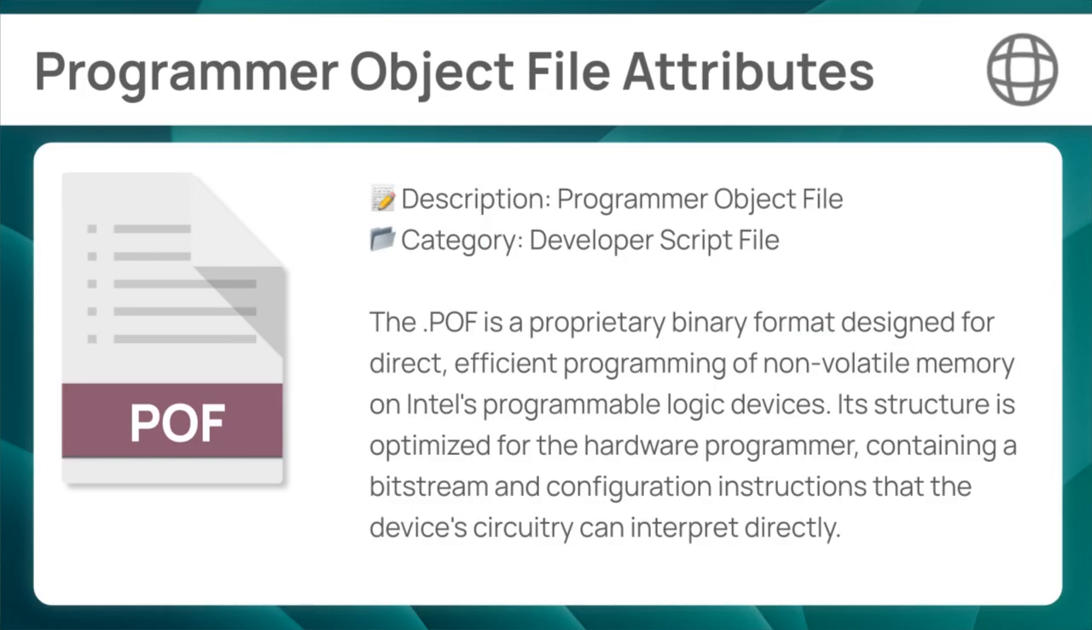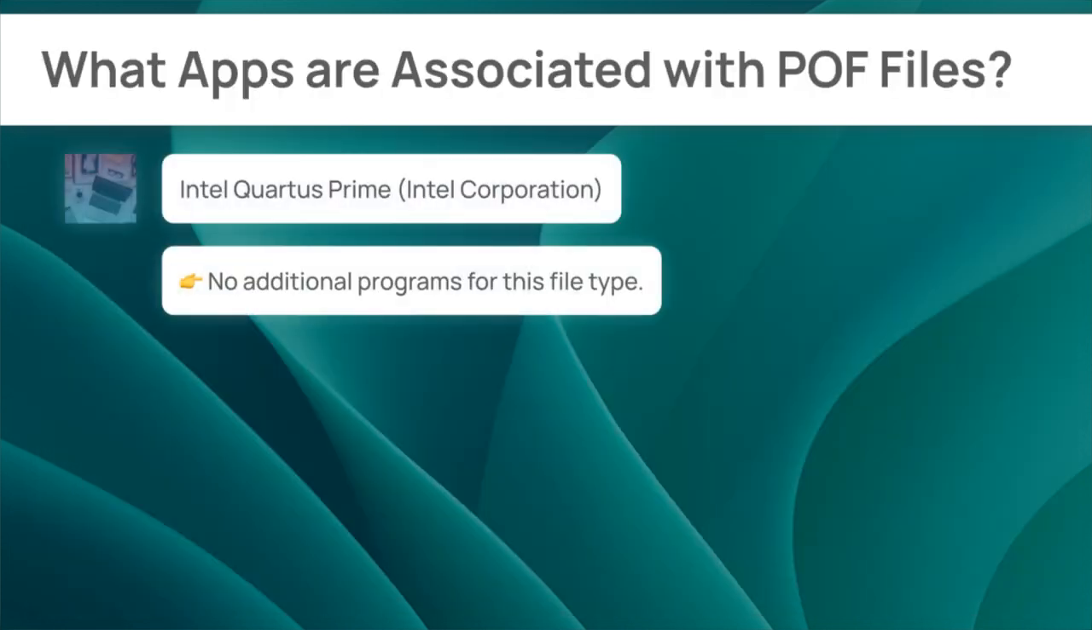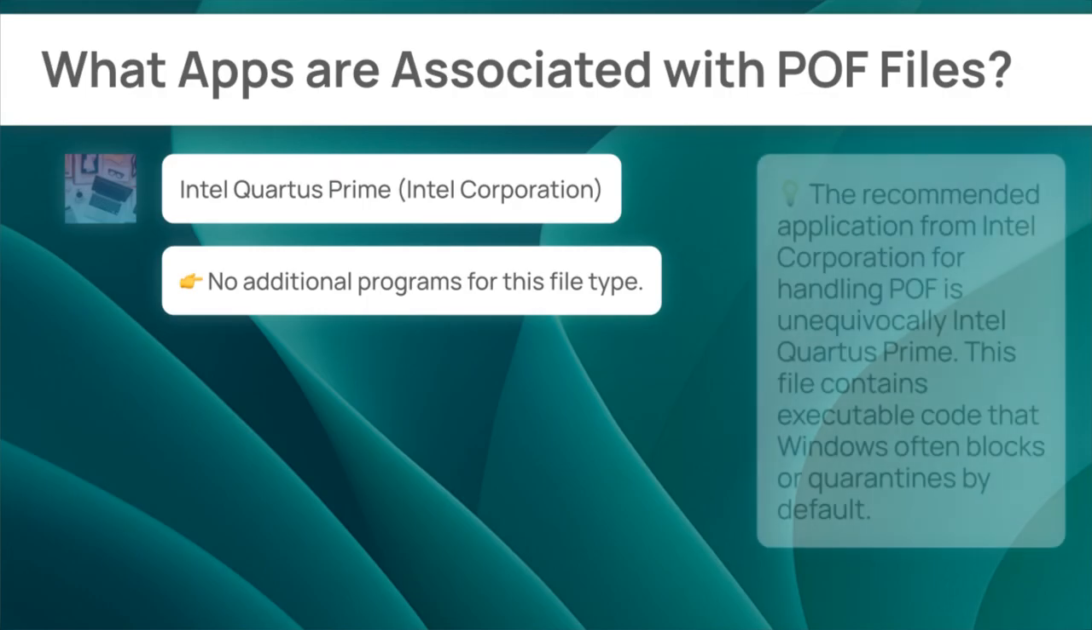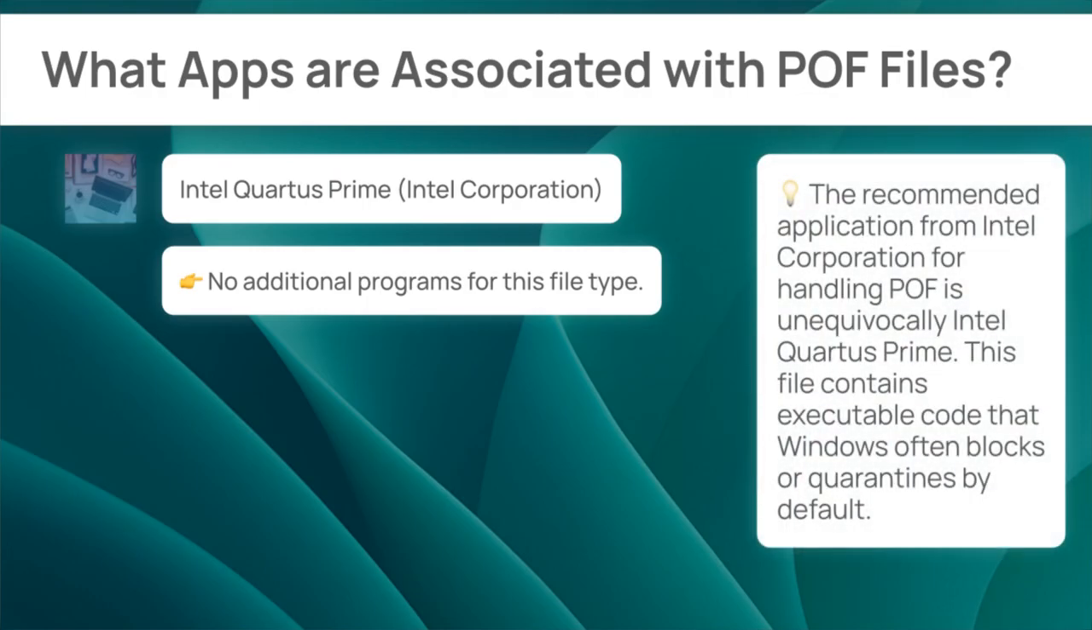Its structure is optimized for the hardware programmer, containing a bitstream and configuration instructions that the device's circuitry can interpret directly. Optimal handling of the POF format is achieved using Intel Quartus Prime by Intel Corporation. This file contains executable code that Windows often blocks or quarantines by default. Windows shows only what the script contains, while the runtime determines how it behaves.